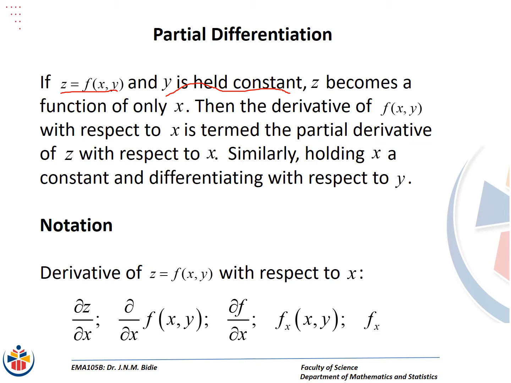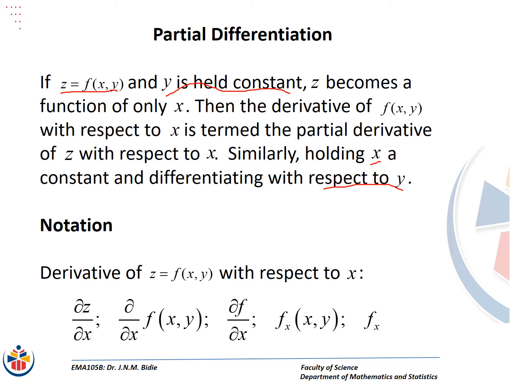So that means if you're differentiating y with respect to x, it's not going to be y prime, but it will be 0 because we are treating y as a constant. Same as when we are differentiating with respect to y, we hold x as a constant. That means whatever differentiation rule is applicable to a constant, you also apply it to the variable that is being held as a constant at that particular moment.